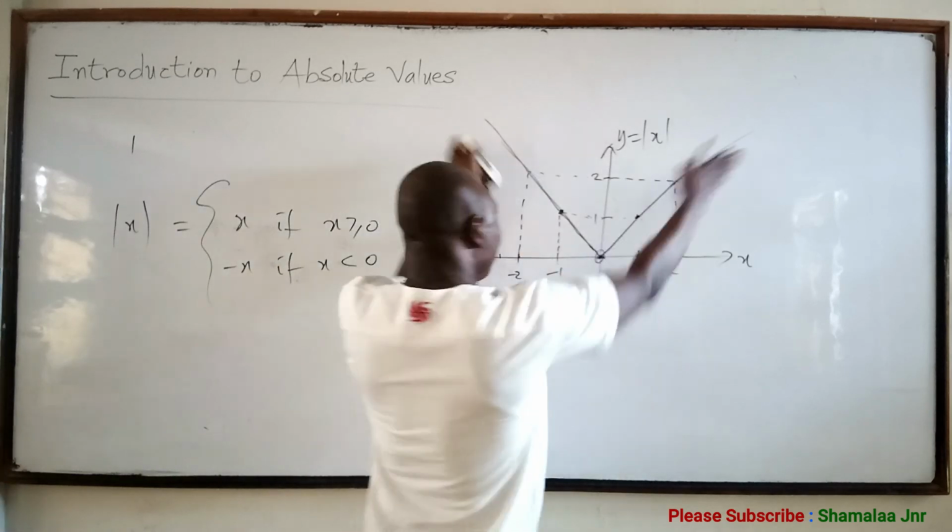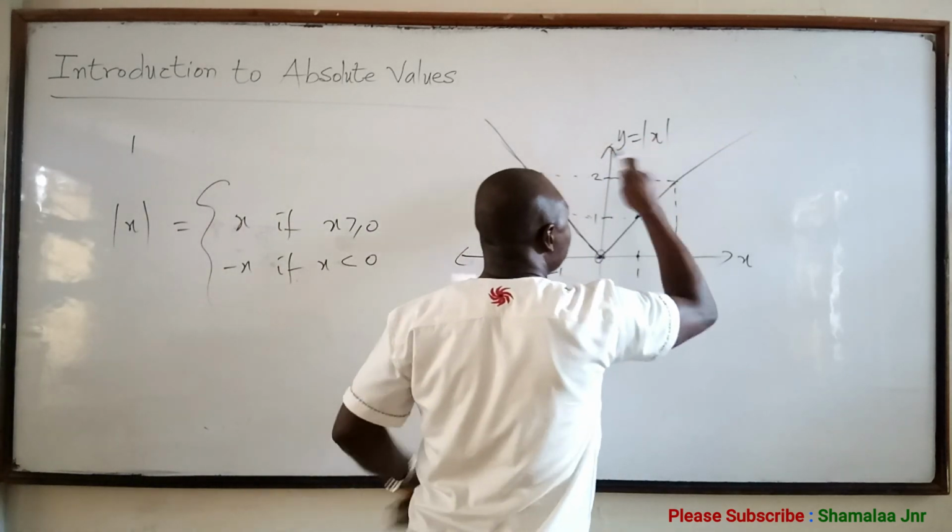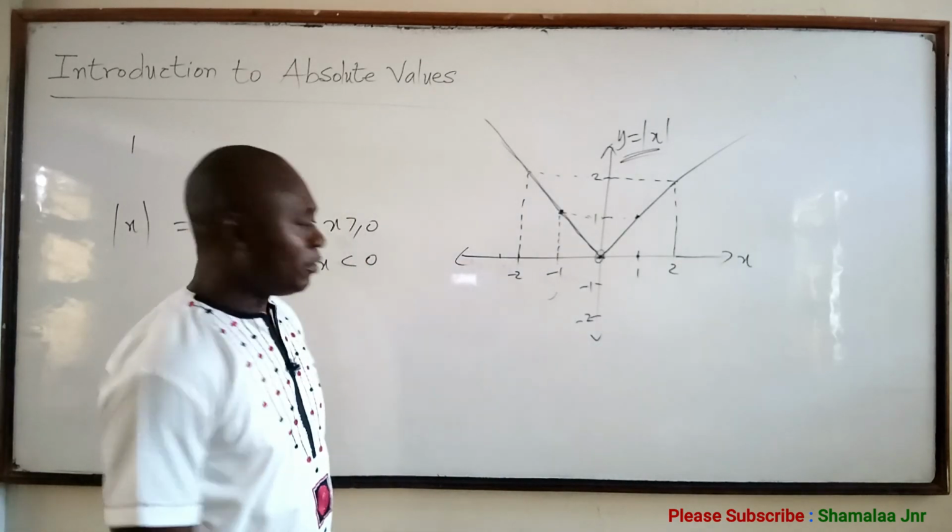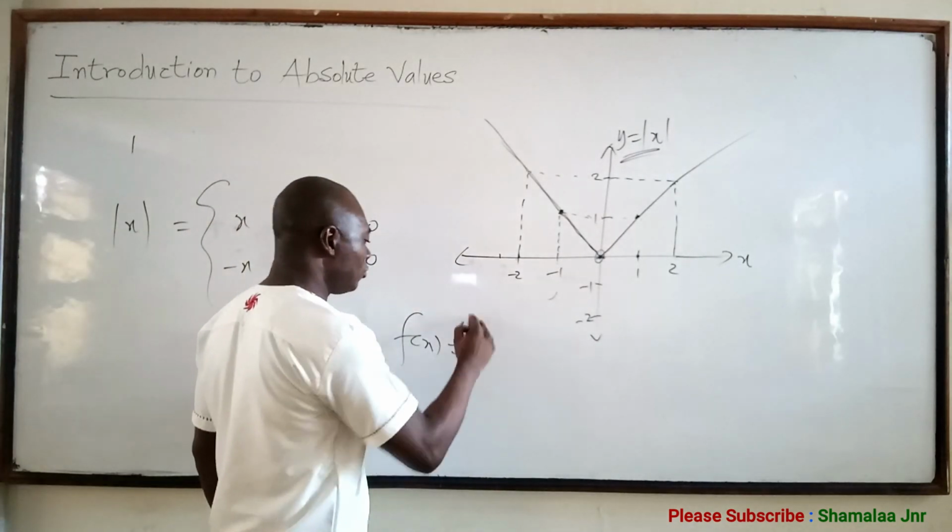So this is the graph of the absolute value function. You can see f of x equal to the absolute value of x.